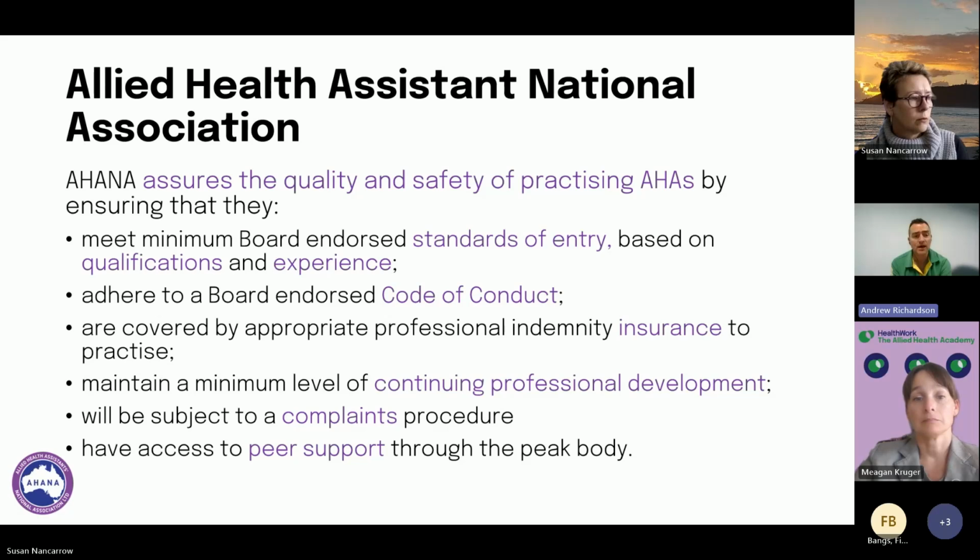Okay, so how do we provide that assurance? We improve the quality and safety for practicing AHAs by making sure they abide by standards of entry, they have relevant qualifications and experience, and they abide by our code of conduct. Our association also offers them insurance if that is so required. We give them opportunities to access continuing professional development. We have a complaints procedure and we provide access for peer support.